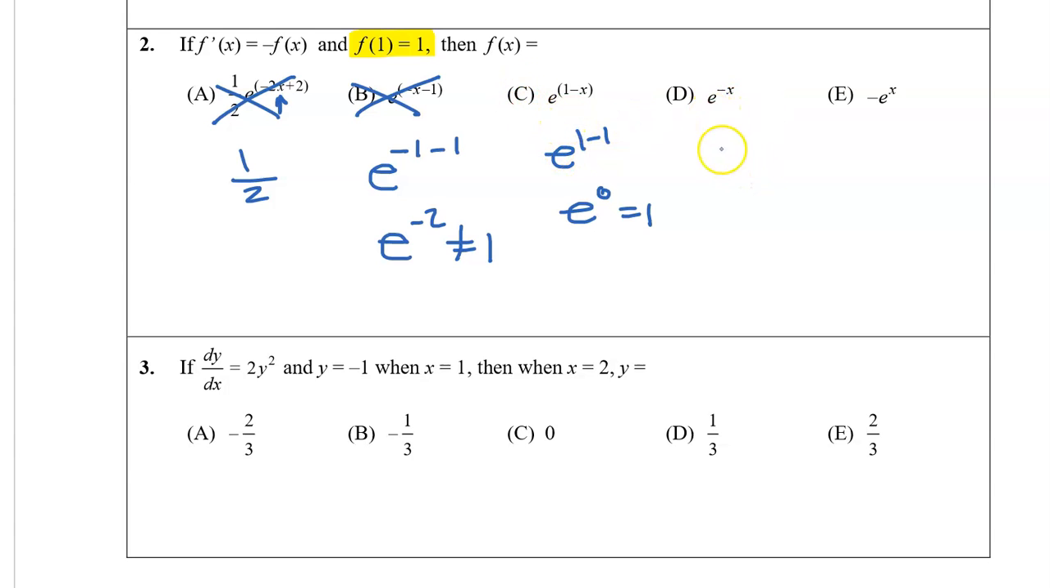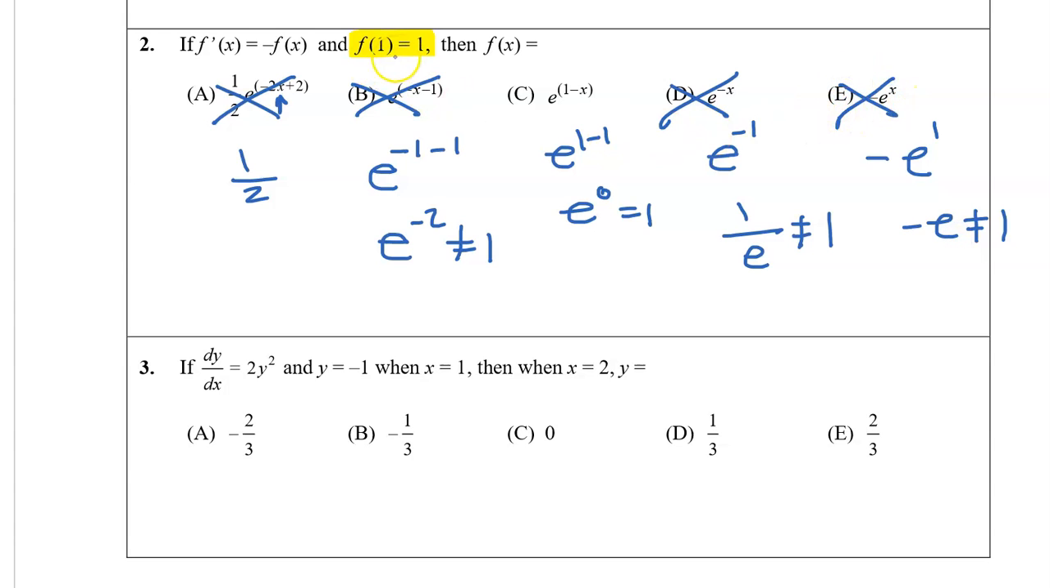When we look at D, if we let x equal 1, we have e to the negative 1 power. That's just 1 over e. That does not equal 1. So D cannot be the answer. When we look at E, if x is 1, we have negative e to the 1 power. That's just negative e. This does not equal 1. So E cannot be the answer. So based on that alone, we know that the answer is C.